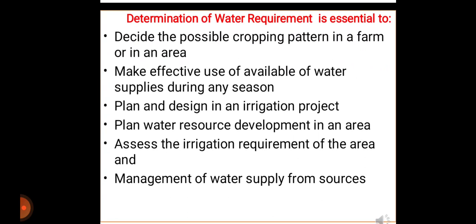Determination of water requirement is essential to decide the possible cropping pattern in the farm or in an area. Second, to make effective use of available water supplies under any season. Third, to plan and design an irrigation project. Then to plan water resource development in an area. Then to assess the irrigation requirement of the area and management of water supply from source.